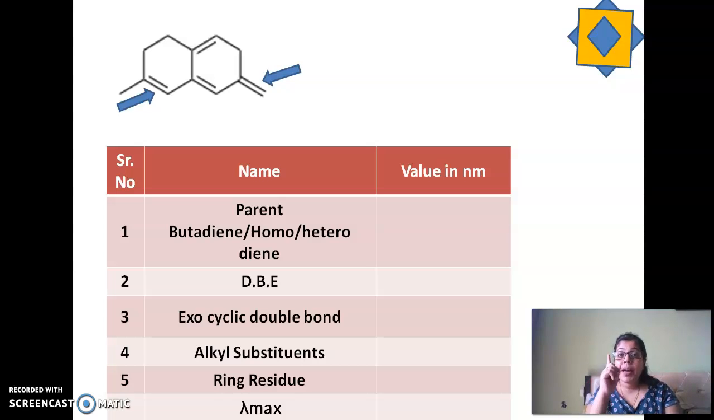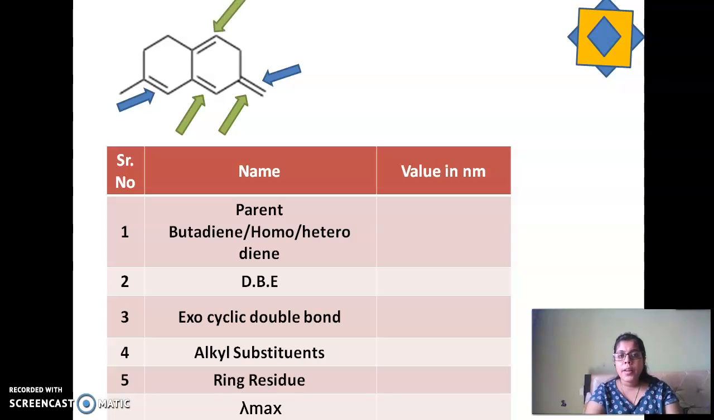No, this is my DBE. Why? Because this is also in conjugation to my ring. So this is my double bond extension, and this is my exocyclic double bond, and this will be considered also as it is DBE, it is also considered as an exo. So I have to add plus 60 as well as plus 10 for 2 exos.